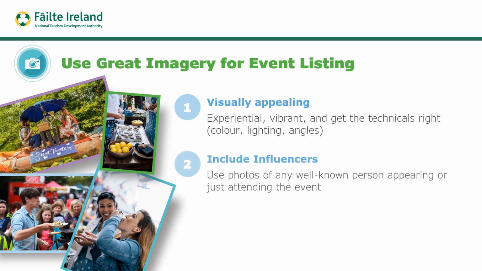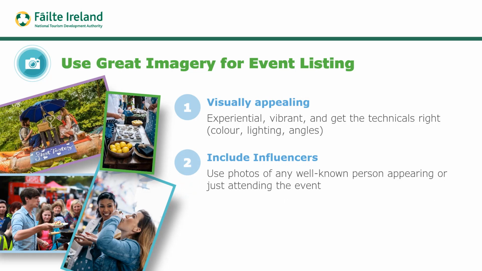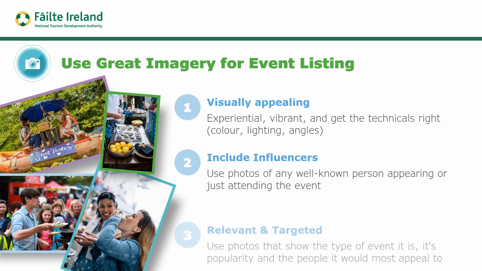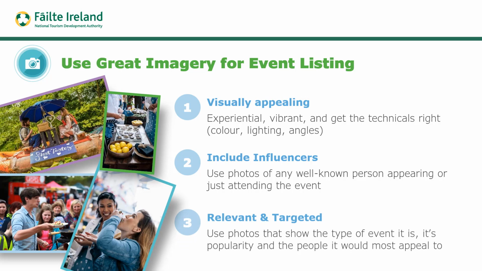If you have influencers going to be at the event, for example, you have a chef that's well known, make sure you've got pictures of that person and maybe even a quote from that person, and that's going to help influence people to go to the event. You want to make sure that the pictures are relevant and targeted. So use pictures to show the type of event it is, but also who you're targeting. Earlier on, we talked about who you're targeting. If you're targeting a family, that picture is going to be different than if you're targeting a young single person. So really think about the imagery and who you're actually targeting.